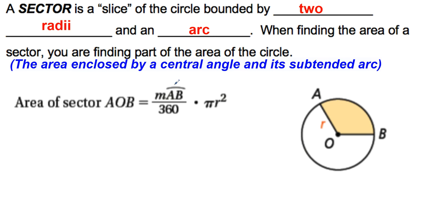All right? So sector area. When we find sector area, it's basically a slice of this. It's like a slice of pizza. We're finding the area of this right here. It's going to be a percent of the whole circle. So the whole circle is pi r squared, and we're going to take a percent of that.